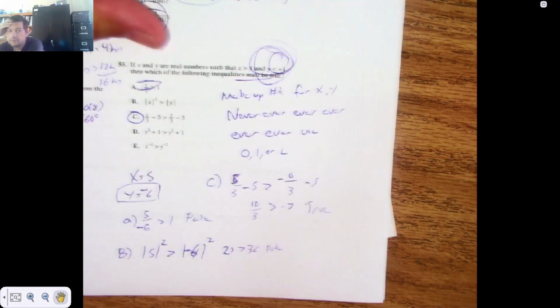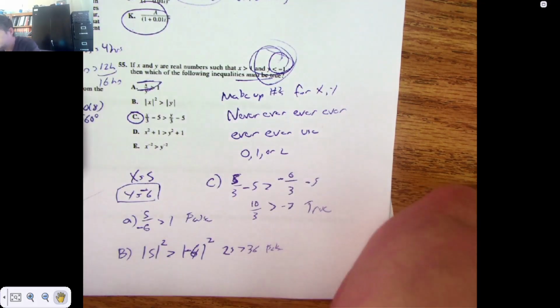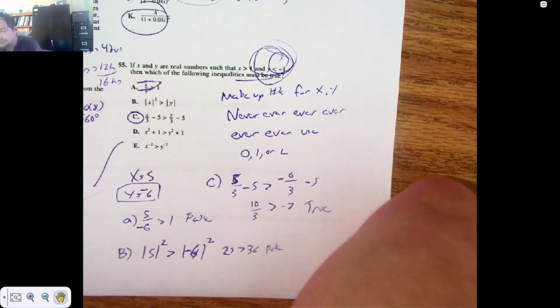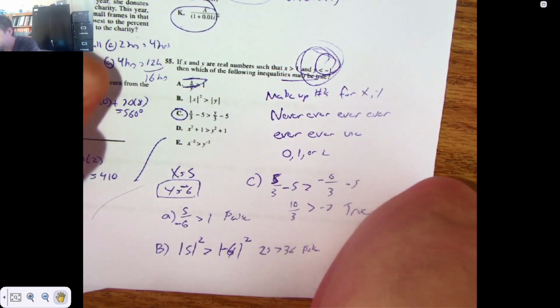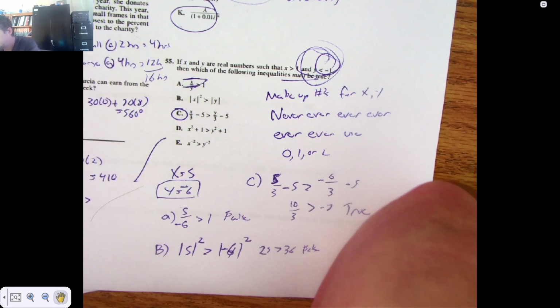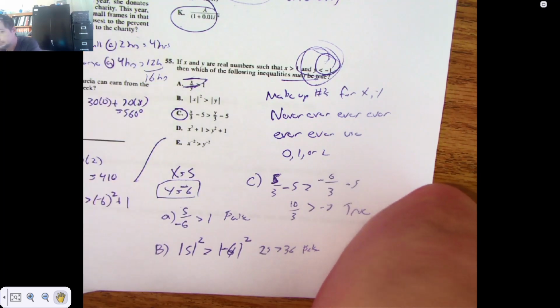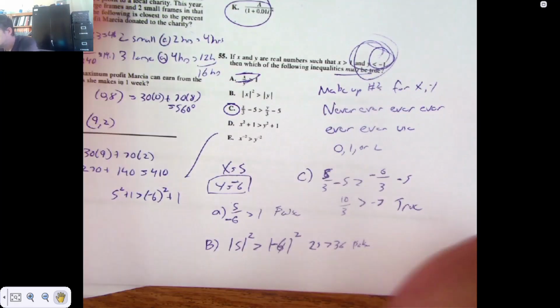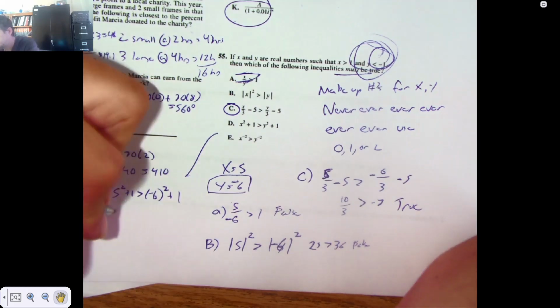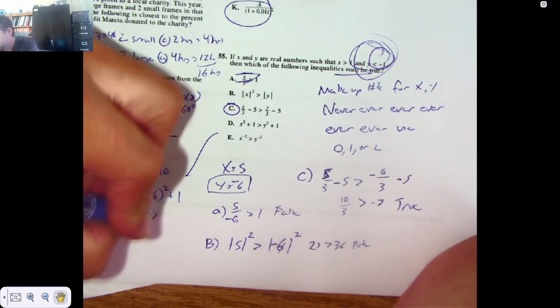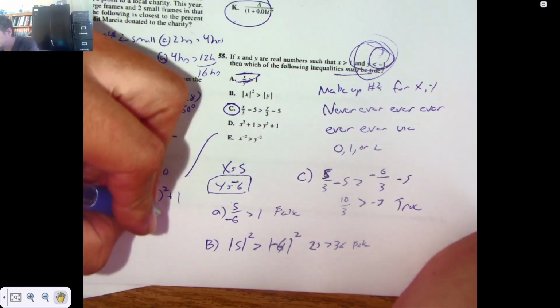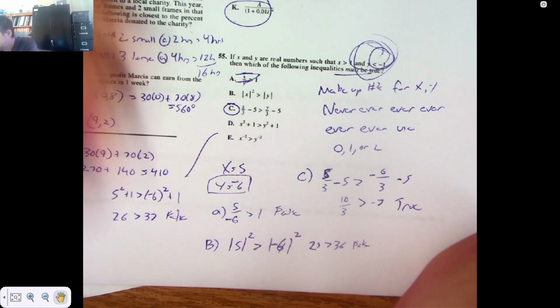Now, I'm just going to go through the rest of these and see if they hold. So I'm looking at D. D would be 5 squared plus 1 greater than, uh-oh, negative 6 squared plus 1. This ends up being 26 greater than 37. Oh, that's false. We want true, don't we?